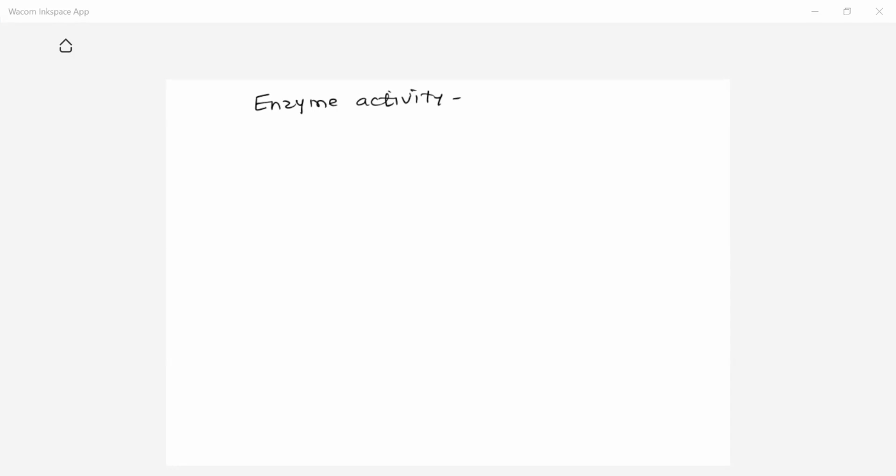Now, in this particular lecture, let us see the amylase test. The first enzyme activity is the amylase test. How to perform the amylase test.